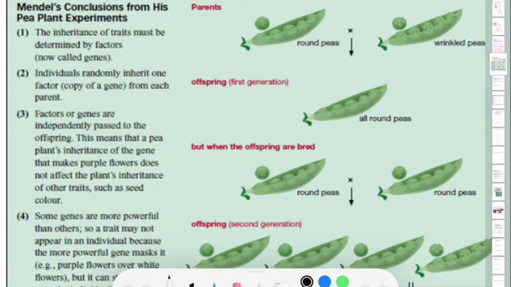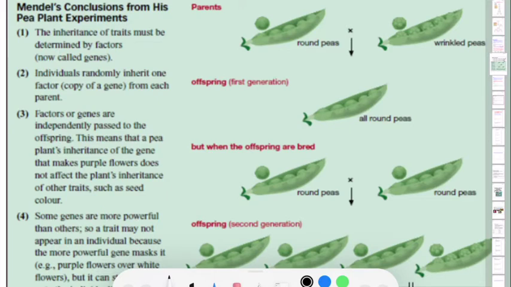So in order to have a certain trait, you must have got it from a gene that you got from your parent. Individuals randomly inherit one factor or one gene from each parent. So you randomly get one gene from your mom, one gene from your dad for a specific trait.